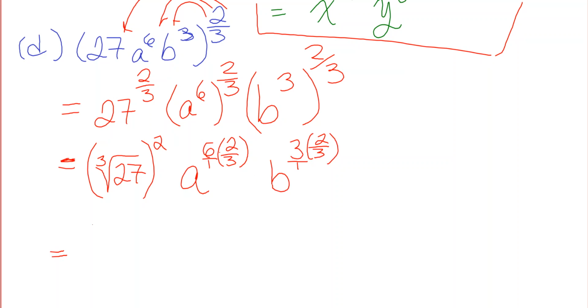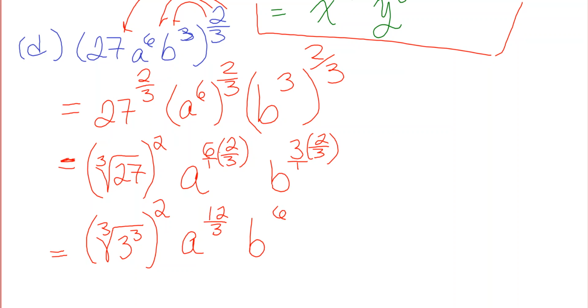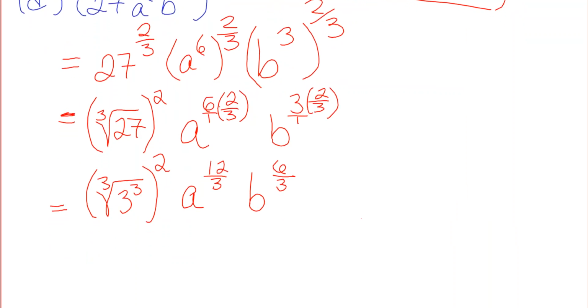Hopefully you remember the cube root of 27. I can rewrite 27 as 3 cubed squared. And then for a, I'll do 6 times 2, which will give me 12 over 3. And I'll divide those out in a minute. And then b, 3 times 2 will give me a 6 in the numerator, and 3 times 1 in the denominator will give me a 3 also. Looking good. Keep going. I believe in us.